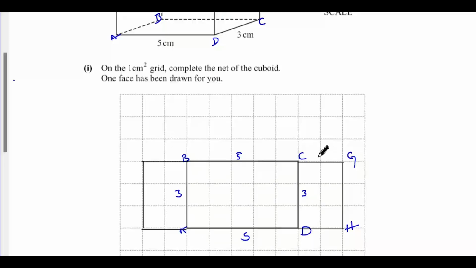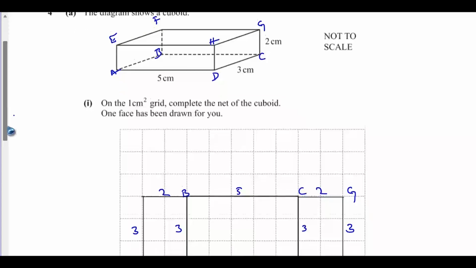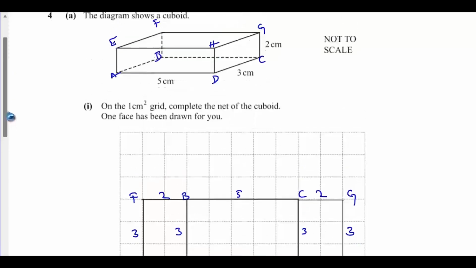So this will be 3 centimeters. This will be 2. This will be 2. So this is also 3. This will be 2. This will be 2. So if you go to the cuboid again, see that will be F and E respectively here. F and this is E. Okay, so this will be easy for you to understand.